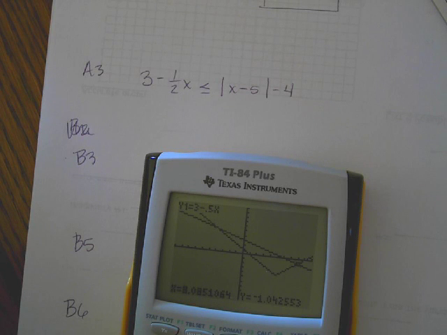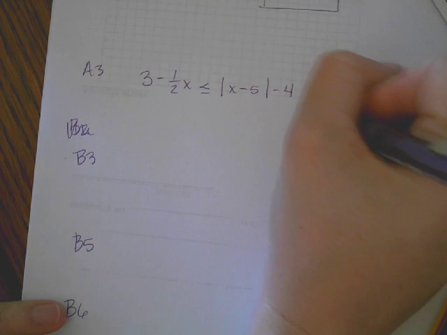So I believe that that is x equals 8. And I haven't solved algebraically, so of course I don't know that well. That one looks like x equals negative 4, so let's double check that.